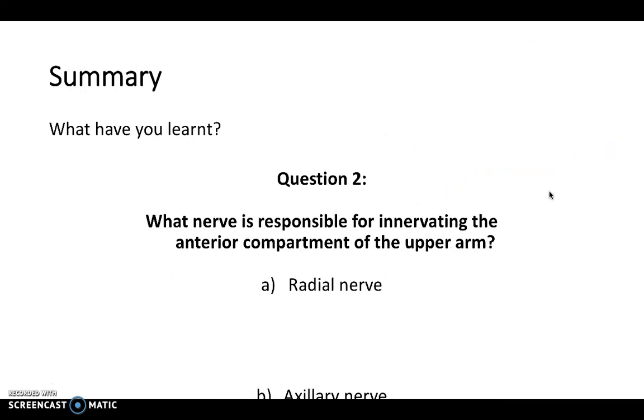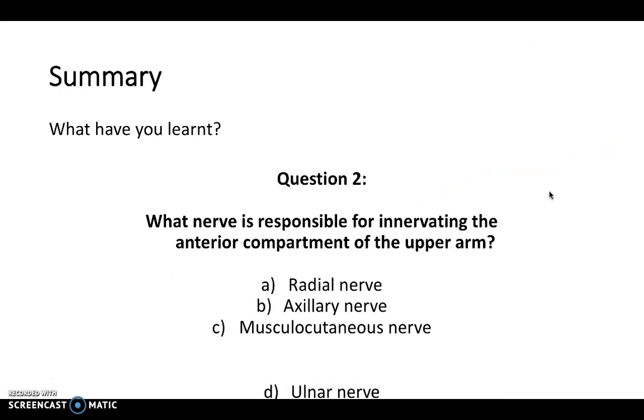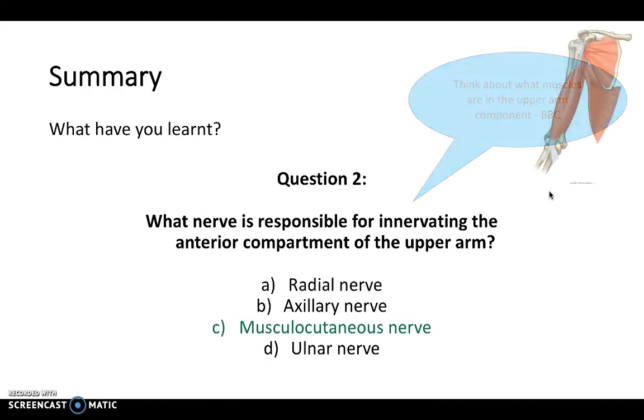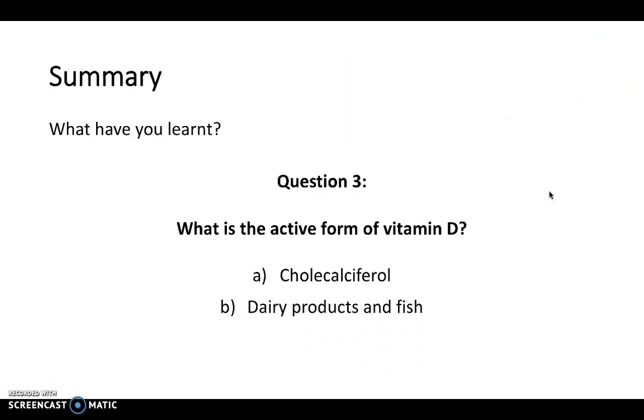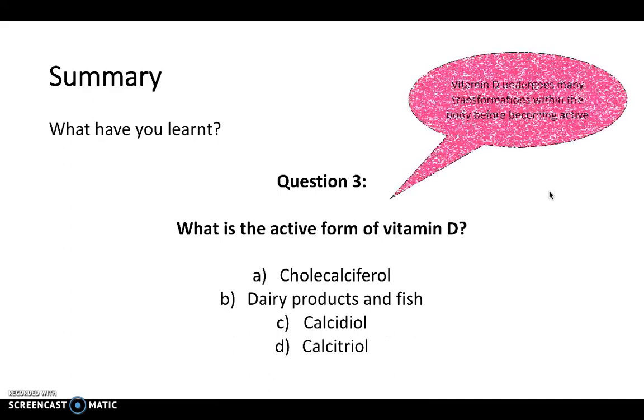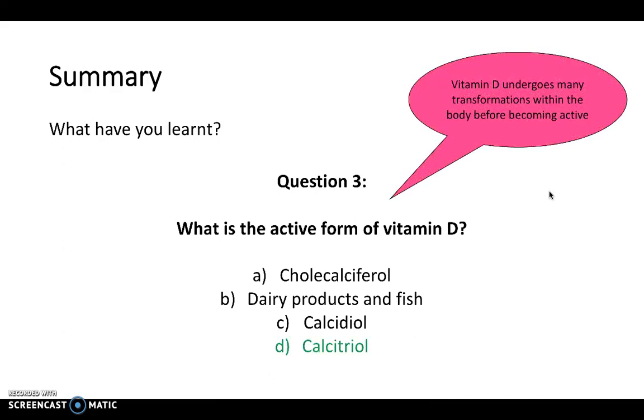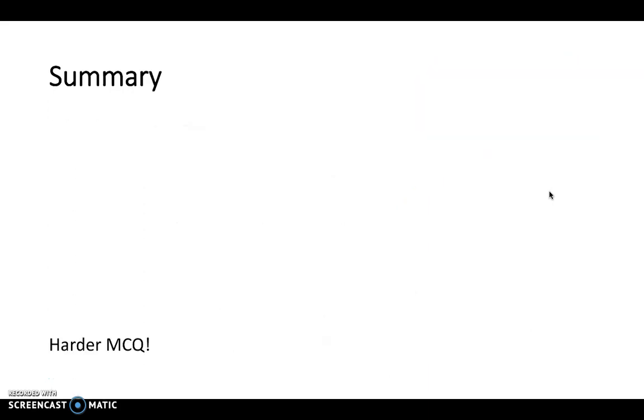Question 2, what nerve is responsible for innervating the anterior compartment of the upper arm? Hopefully now you know this is the musculocutaneous nerve, innervating those three muscles up there. And question 3, what is the active form of vitamin D? Hopefully from this video you remember that it is calcitriol. And remember that vitamin D undergoes many changes from the liver to the kidney in order to become active.